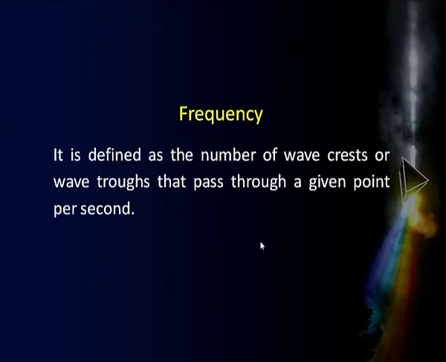Yet another one, the third characteristic of our EM radiation is the frequency. Now, how do we look at frequency? Frequency basically is defined as the number of wave crests or wave troughs that pass through a given point per second. Now, what does it mean? Suppose I am looking at this point as my reference, and a wave is coming, moving like this. How many times does a wave crest or a wave trough pass through this point per second? That is the frequency, how often the wave is able to reach here.